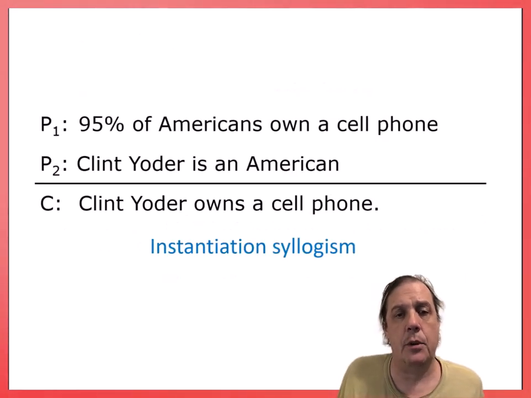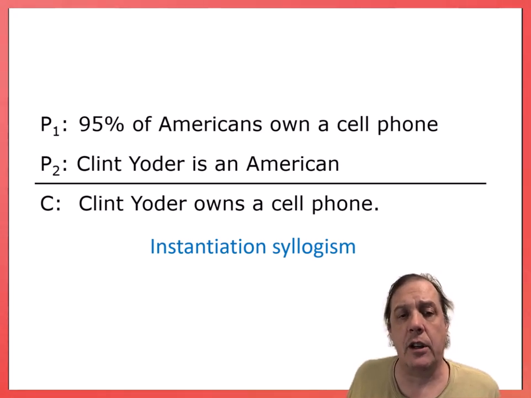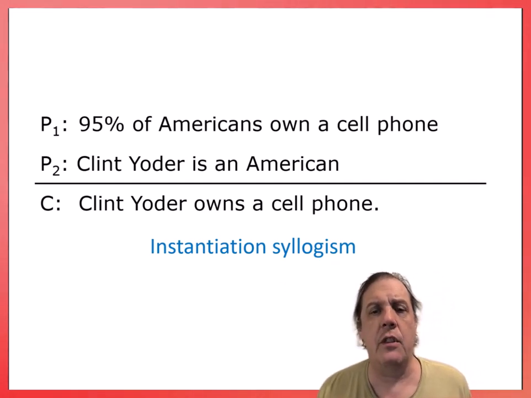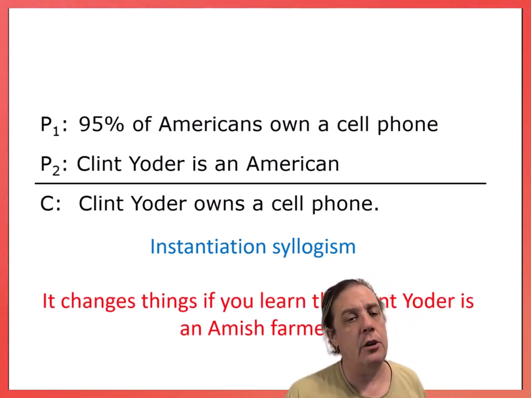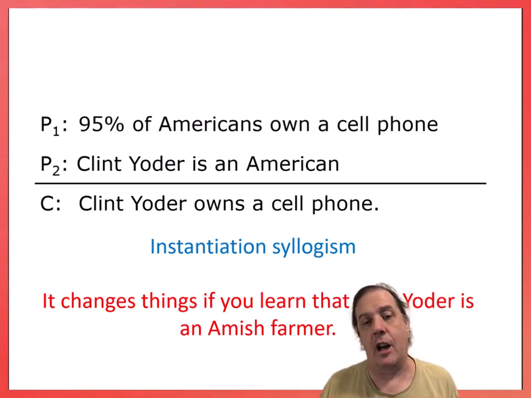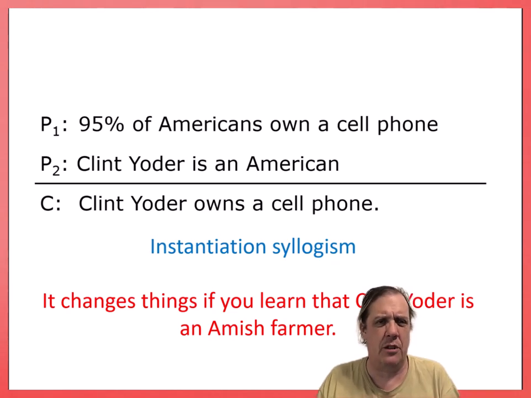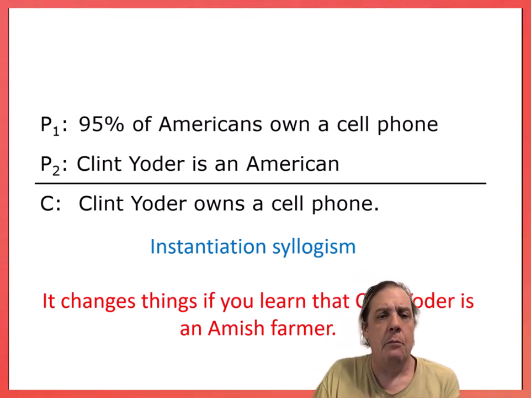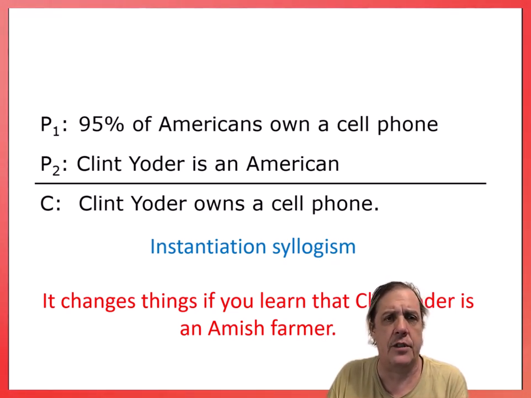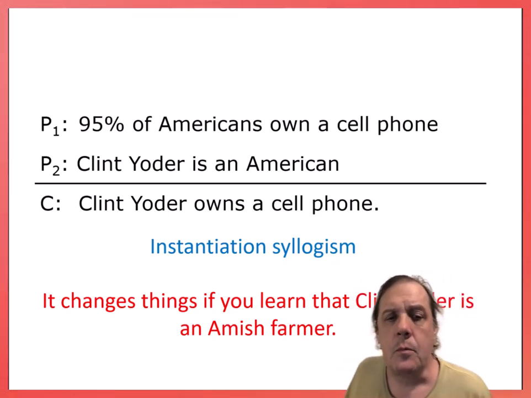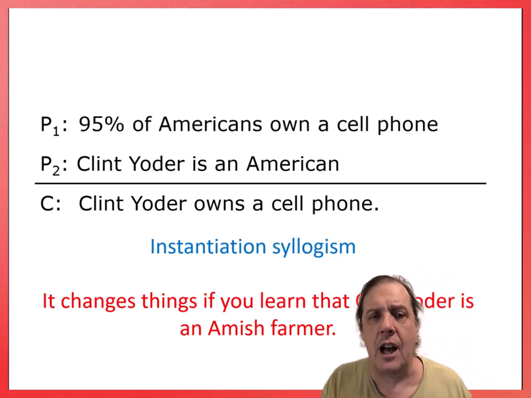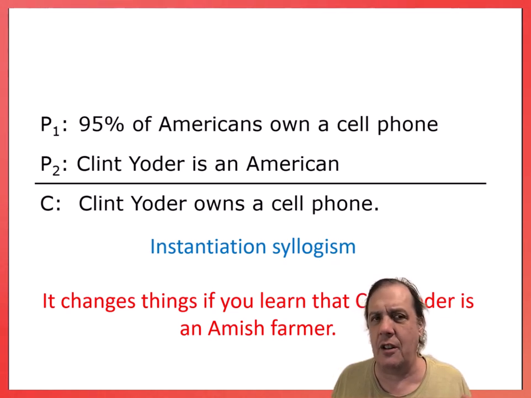So let's go back to our Clint Yoder example. We began by saying 95% of Americans own a cell phone. And since Clint Yoder is an American, Clint Yoder is 95% likely to own a cell phone. Well, it changes everything if I add a piece of information. Clint Yoder is actually an Amish farmer. Now, the Amish aren't supposed to use technology. They have different rules depending upon which community they're in. They set their own rules by community. But as a general rule, they don't like to own cell phones. It's considered vanity. So this extra piece of information that was not in the premises changes your opinion of the argument. You can no longer be 95% sure that Clint Yoder owns a cell phone, right?